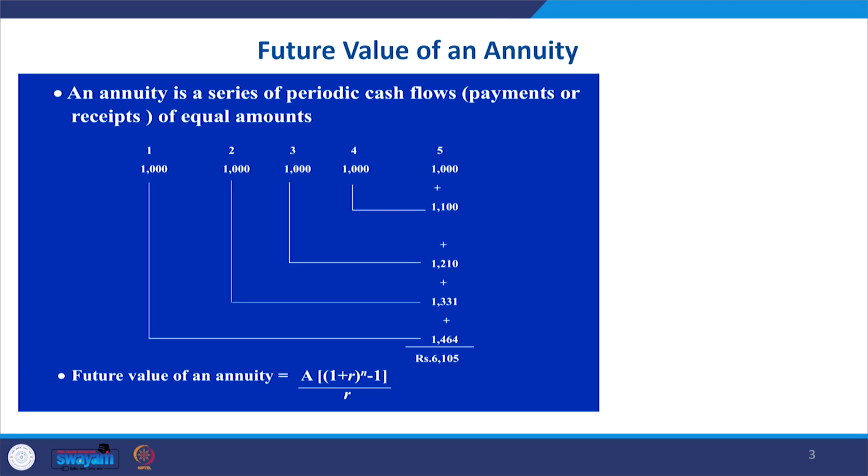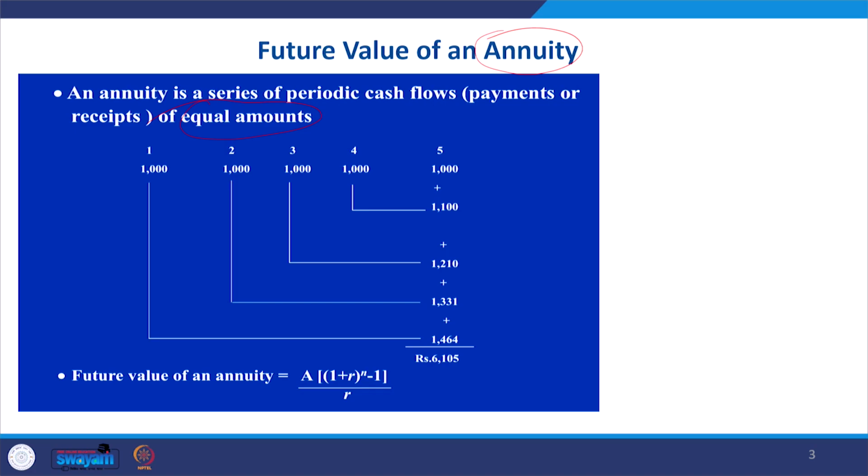Now the next thing is the future value of an annuity. While calculating the future value of an annuity, first of all we have to understand what an annuity is, or how we define it. It is clearly defined here. An annuity is a series of periodic cash flows, whether payments or receipts, of equal amount. Annuity means equal amount, and periodically we are going to have that cash flow. It's a periodical series of cash flows.